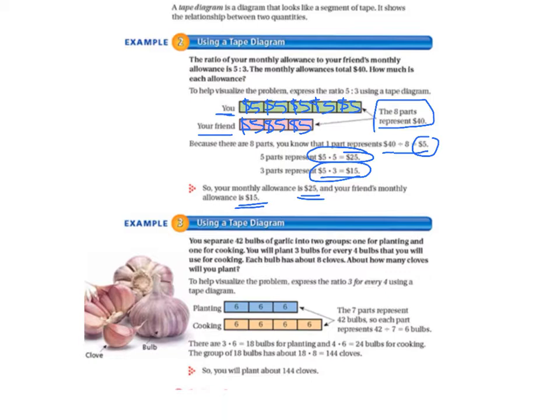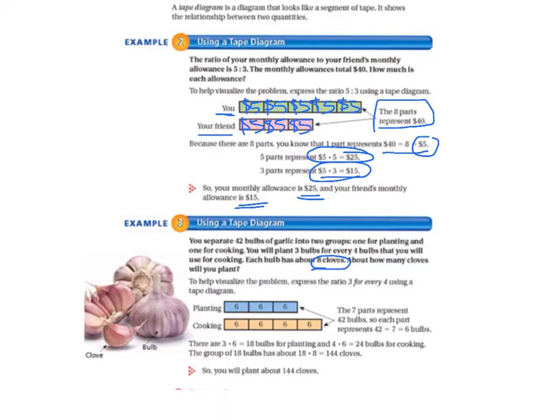Example 3, we're also using the tape diagram. We separate 42 bulbs of garlic into 2 groups, one for planting and one for cooking. You will plant 3 bulbs for every 4 bulbs that you will use for cooking. Each bulb has about 8 cloves. So inside the bulbs are the cloves.